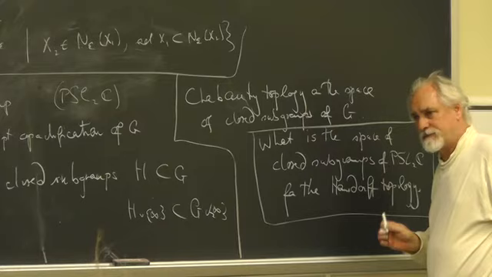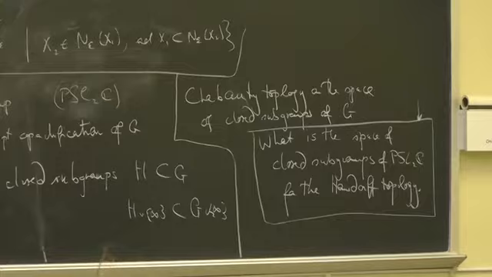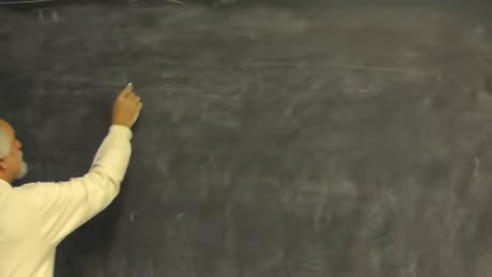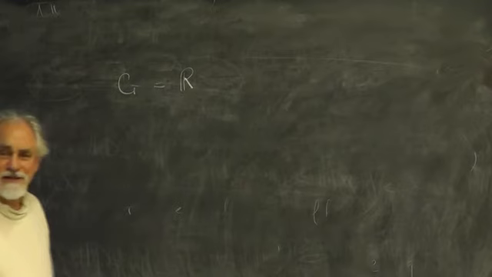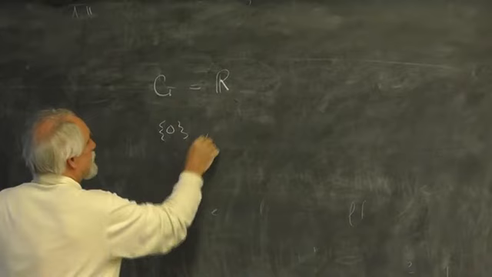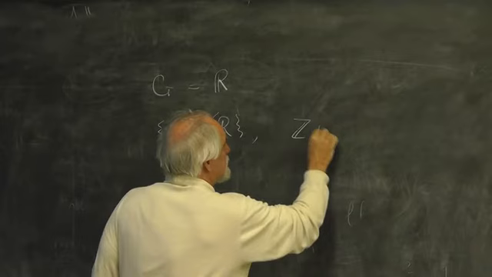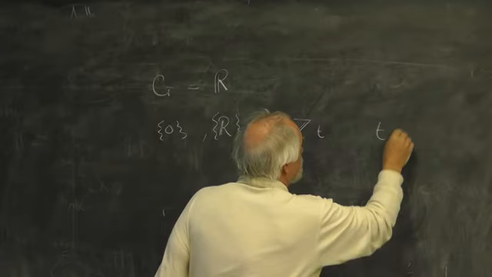Let me give you a couple of examples of what this space does. And there's one important example that you should look at early, which is to take G equals R, the simplest Lie group. And what is its space of closed subgroups of R? Well, closed subgroups of R come in three species. There's zero, there's all of R, and there's the subgroups isomorphic to Z, generated by some t, say positive. But what is the topology on this set?